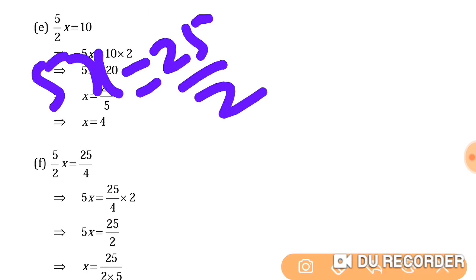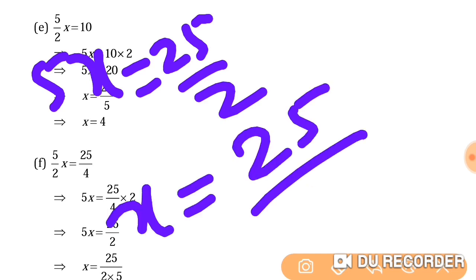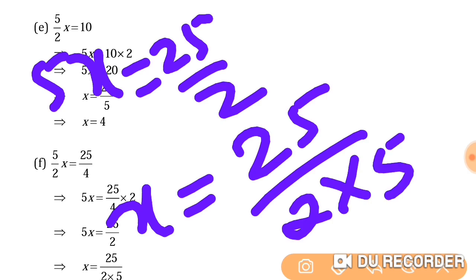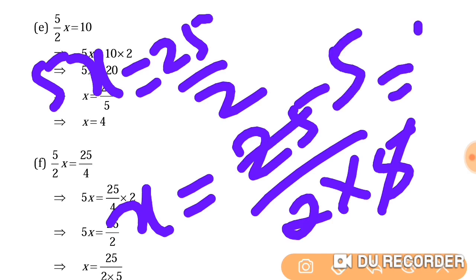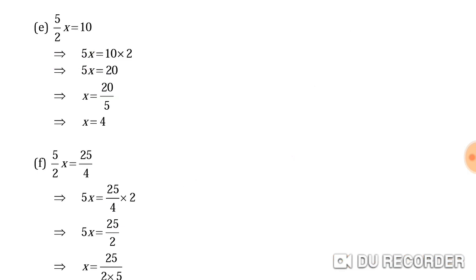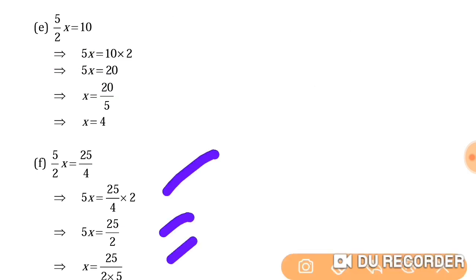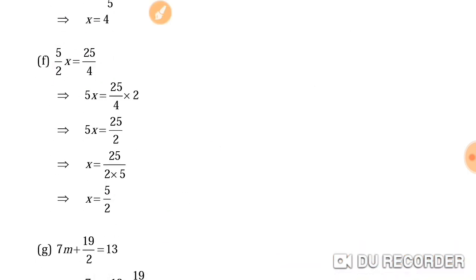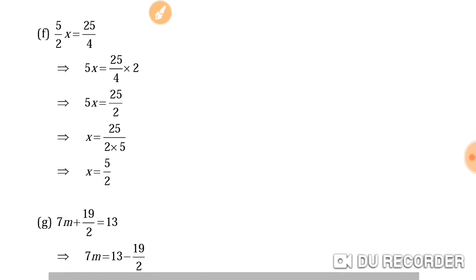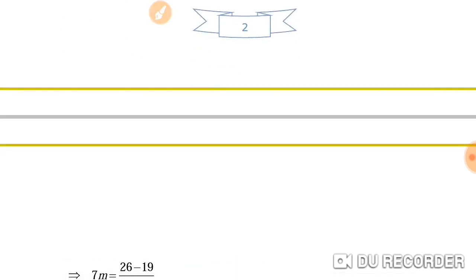So again I want to transfer the x. There is a multiplication, it becomes division. If it is a division, it will multiply with the divider. So now 5 ones are 5, 5 fives are. Again what is the answer? 5 by 2 is the x value. So there are the steps here. I hope you understand. And here all are the same.